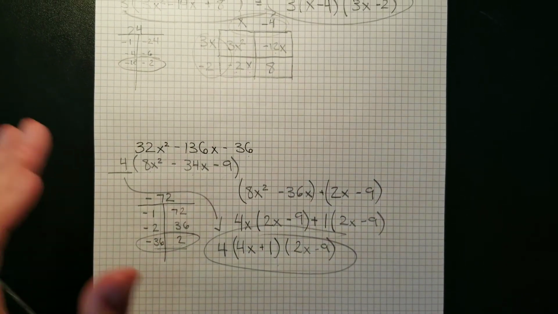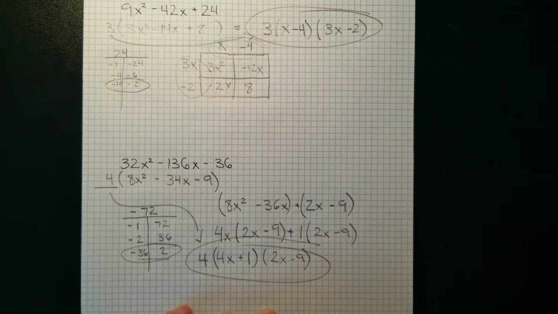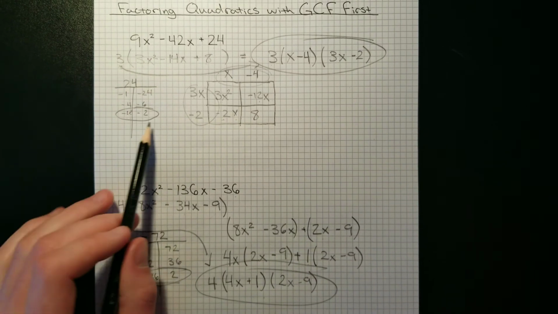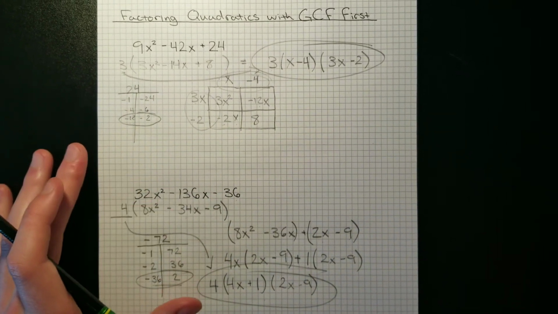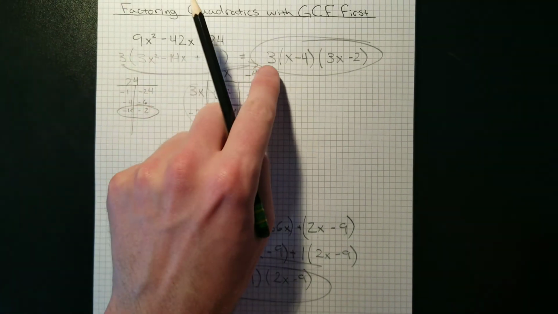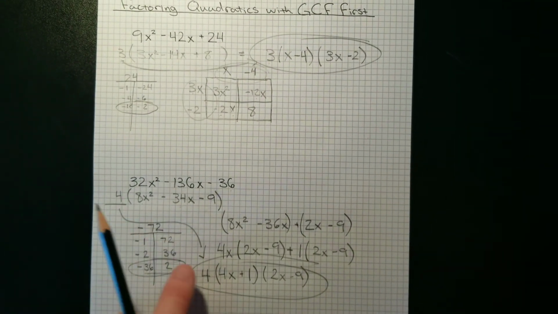And that's how we factor things. So if you have to factor something that has a GCF first, that is how you do it. Make sure you take it out. Do one of these two methods, whichever one you seem to prefer at this point. And then remember to just put that number back into the answer. So take that number, put it back.